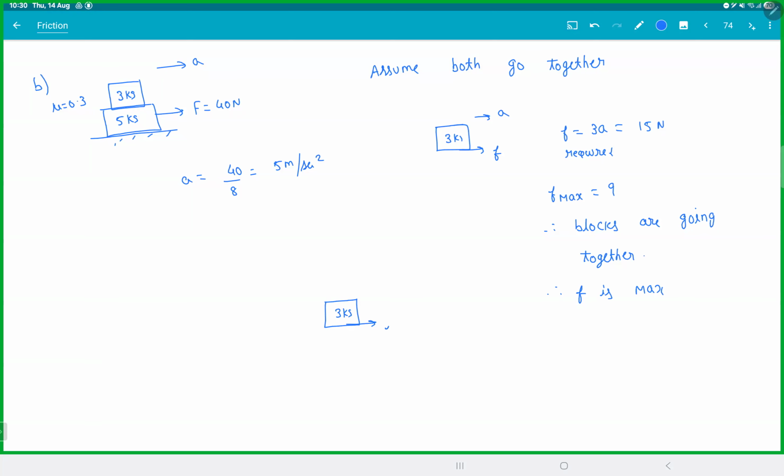So on 3 kg, we have F max, which is 9. So this acceleration will be 9 by 3, 3 meter per second square. On 5 kg, this is 40. This F max is 9, and this is their acceleration A2. A2 will be 40 minus 9 by 5, 31 by 5 meter per second square.